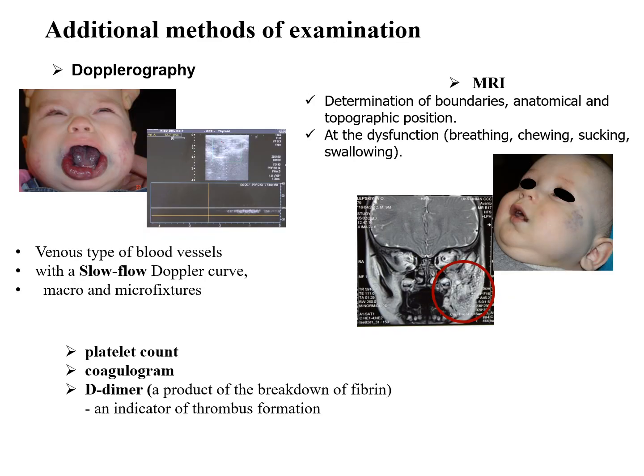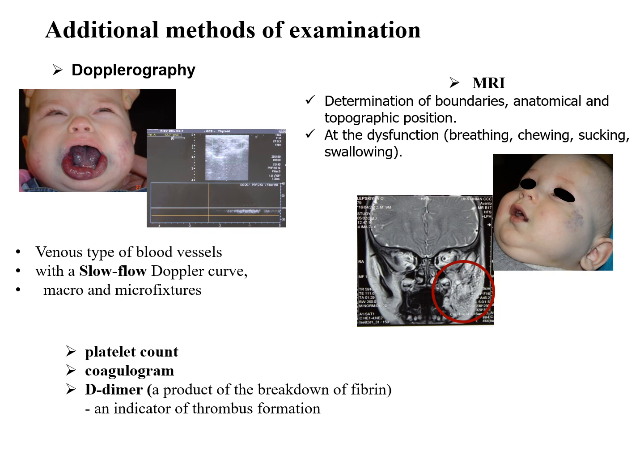Additional methods of examination. We use the same as in all tumor or tumor-like diseases. It's Dopplerography, and in Dopplerography we will see the slow flow Doppler curve, and also the macro and micro fixtures. Also we can use the MRI. We will see the determination of boundaries, anatomical and topographic position, and we can see the cause of the dysfunction.